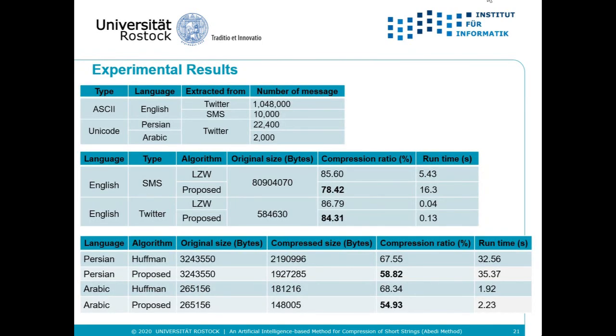Here you can see the experimental results. The first table shows the dataset, and in the second and third tables, we compared our proposed approach with LZW and Huffman methods for comparison of Unicode and ASCII strings. As you can see here, our method has improved the comparison rate, but in contrast, it increased the runtime. But it must be mentioned that for the transmission of real-time text, this runtime is insignificant in comparison to the transmission time, as the compressed strings can be communicated much faster.